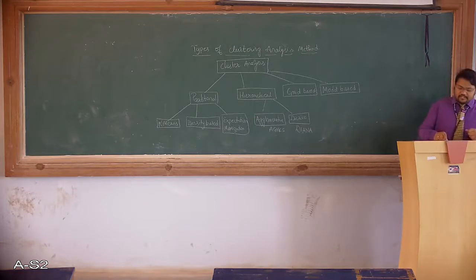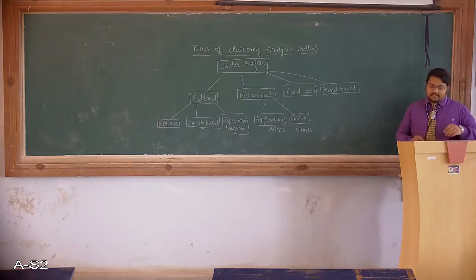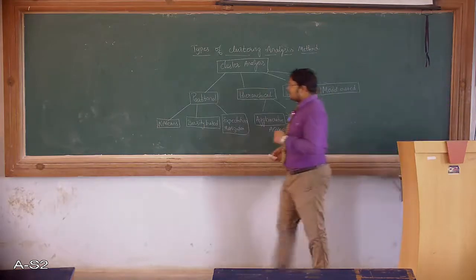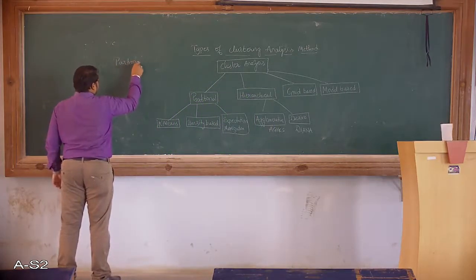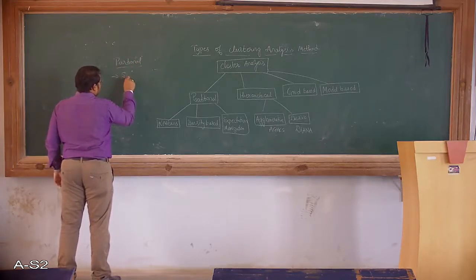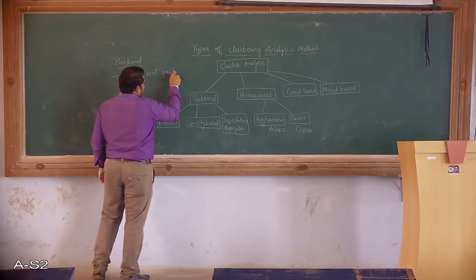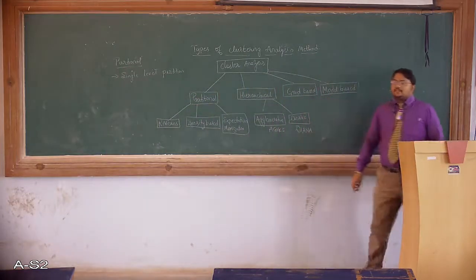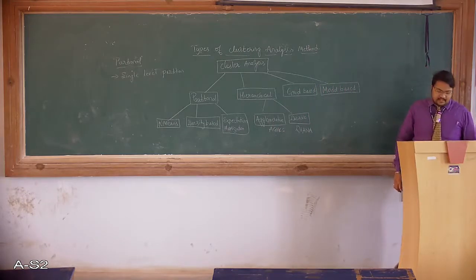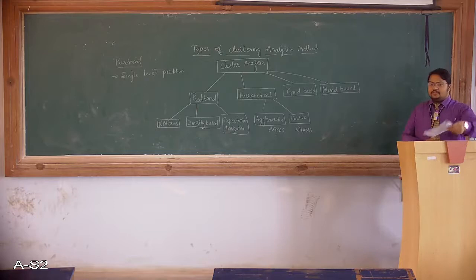So what are partitional methods? Partitional methods are a single partition or single level partition of objects. Initially, if you are partitioning in a single level, we call it single level partitional methods. It is one of the clustering analysis techniques wherein we partition the given data set into smaller chunks, and then we analyze them.